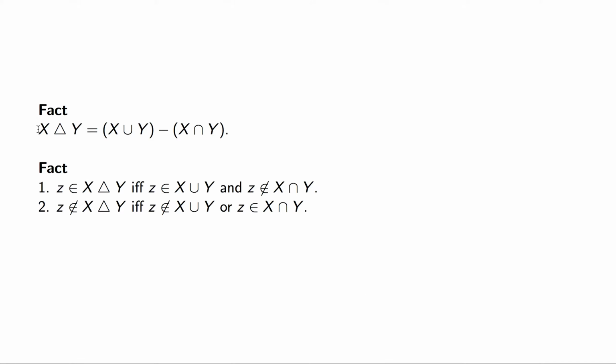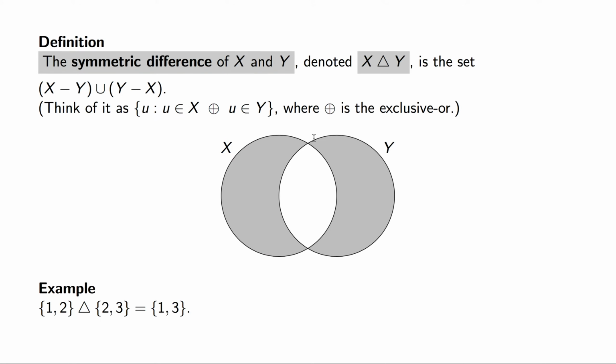Here is a fact concerning the symmetric difference. Symmetric difference of X and Y can also be viewed as the union of the two sets from which the intersection has been excluded. Please compare this with the previous diagram. The union of the two sets from which the white area of the intersection has been excluded.